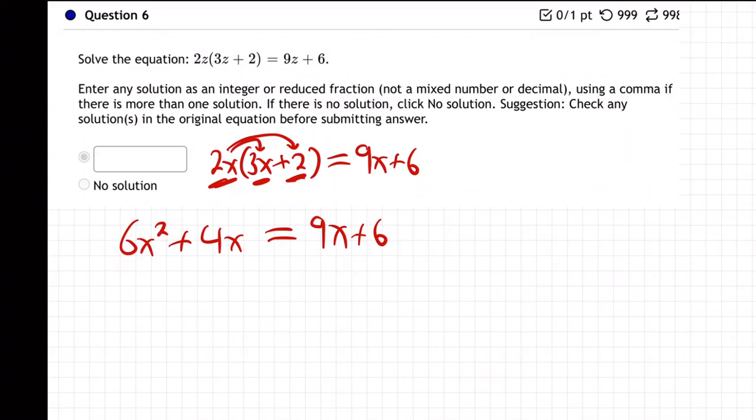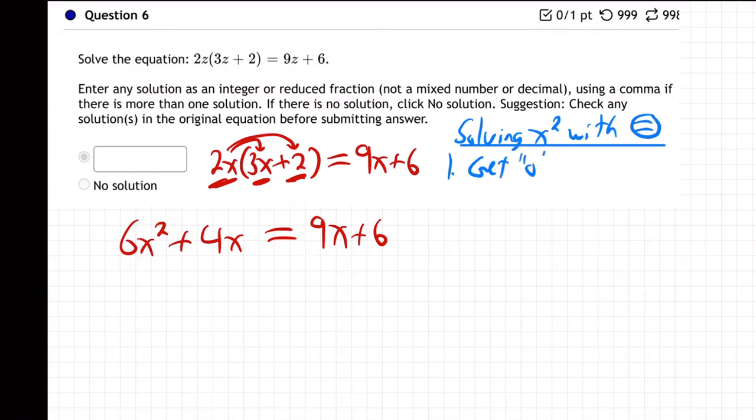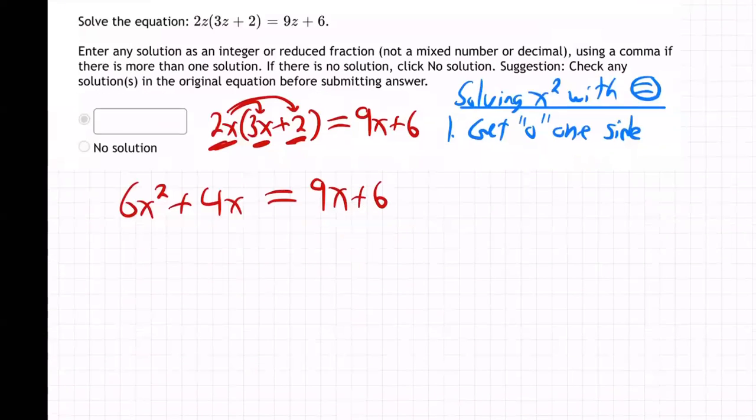When we're solving with an x squared and an equal sign, which is our situation, step number 1 is to get a 0 on one side. So how are we going to get a 0 on one side?